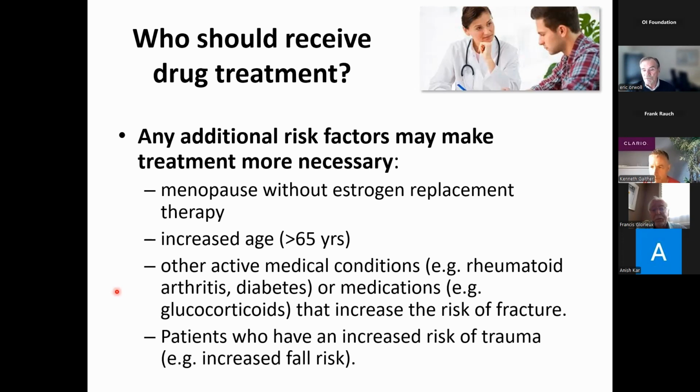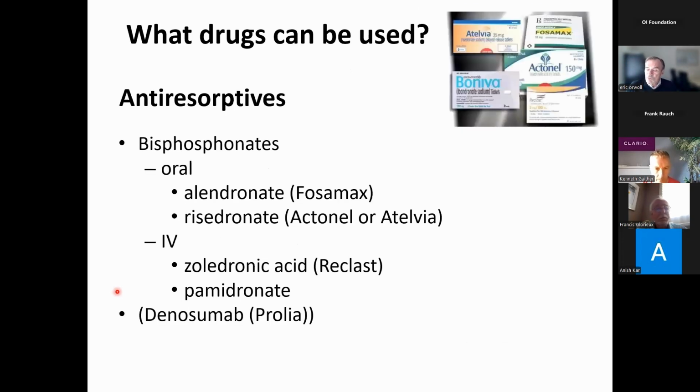What drugs can be used? The most common drugs used for increasing bone strength in osteoporosis and in osteogenesis imperfecta are known as anti-resorptives. Basically, they reduce the rate of bone breakdown and reduce the rate of bone loss. As you know, bone is always being broken down and new bone replaced. If we do reduce the rate of bone breakdown, then we can preserve bone and preserve bone strength.